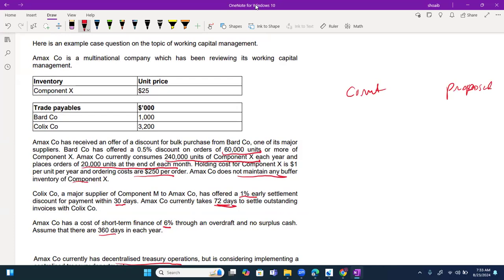Okay. What is the annual demand? 240,000. And what is the purchase price? Currently 240,000 units. 20,000. Purchase price is 25. Component X. So annual cost is 240,000 into 25, 6 million.